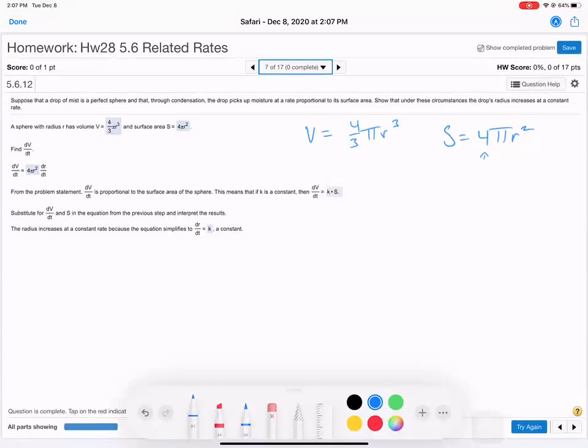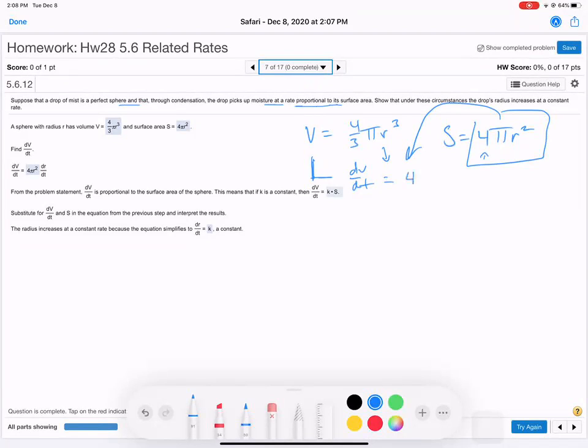Now, let's read this. Suppose that a drop of mist is a perfect sphere and that through condensation it picks up moisture, so it picks up volume at a rate proportional to its surface area. So they're trying to show that this is true. They want us to take the derivative dV over dt and show that this number is in that derivative. So let's go ahead and try it. Let's take the derivative of this right here. So what's the derivative of 4 over 3 pi r cubed?